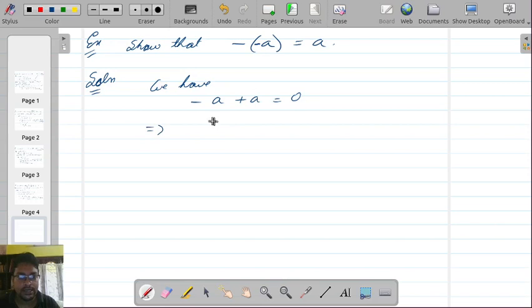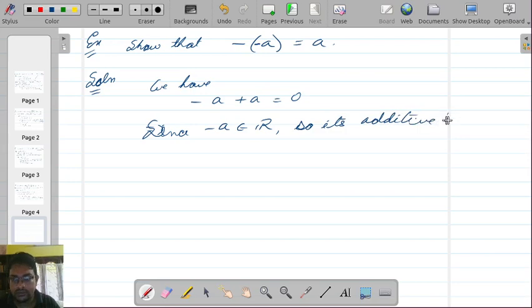So what I do is I add the additive inverse. Since minus a is also an element in R, since minus a belongs to R, it will also have an additive inverse. So what will be the symbol for its additive inverse? It will be minus of minus a. The additive inverse of x is minus x. So the additive inverse of minus a will be minus of minus a. At this moment I do not know whether minus of minus a is a or not. I just have to prove it. I just know that this is also an element in R.